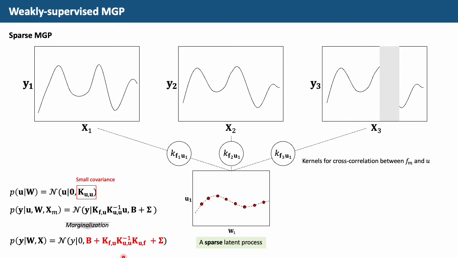This GP construction can be represented as these formulations. And if we marginalize out U, we get a multivariate Gaussian distribution with the covariance colored in red. Using the Woodbury matrix identity, inverting this matrix is computationally more efficient than inverting the original one.